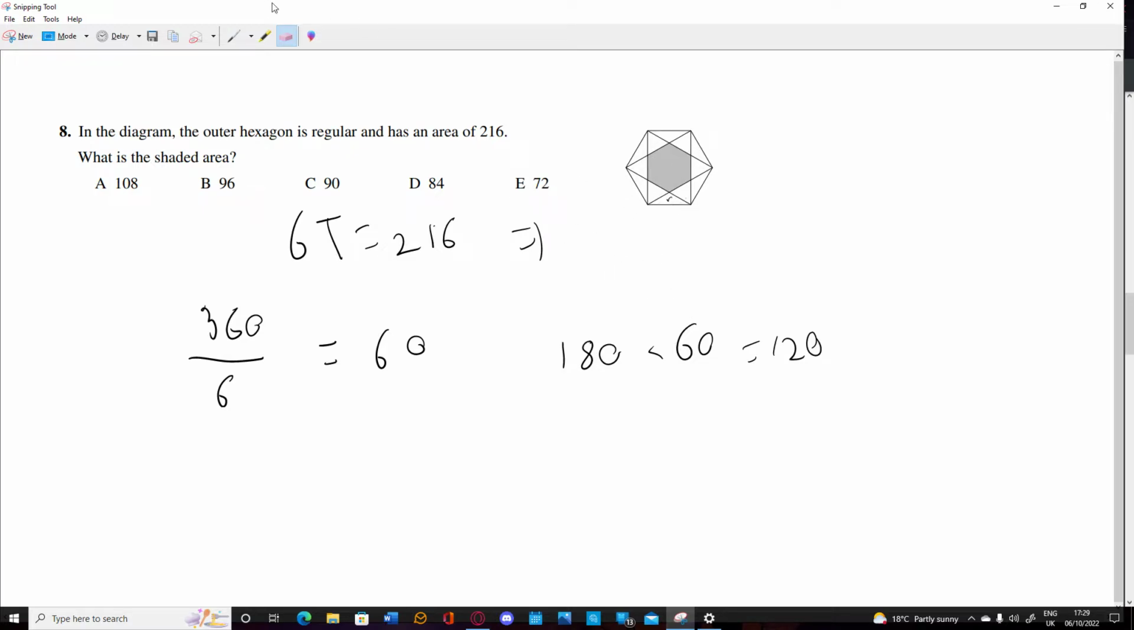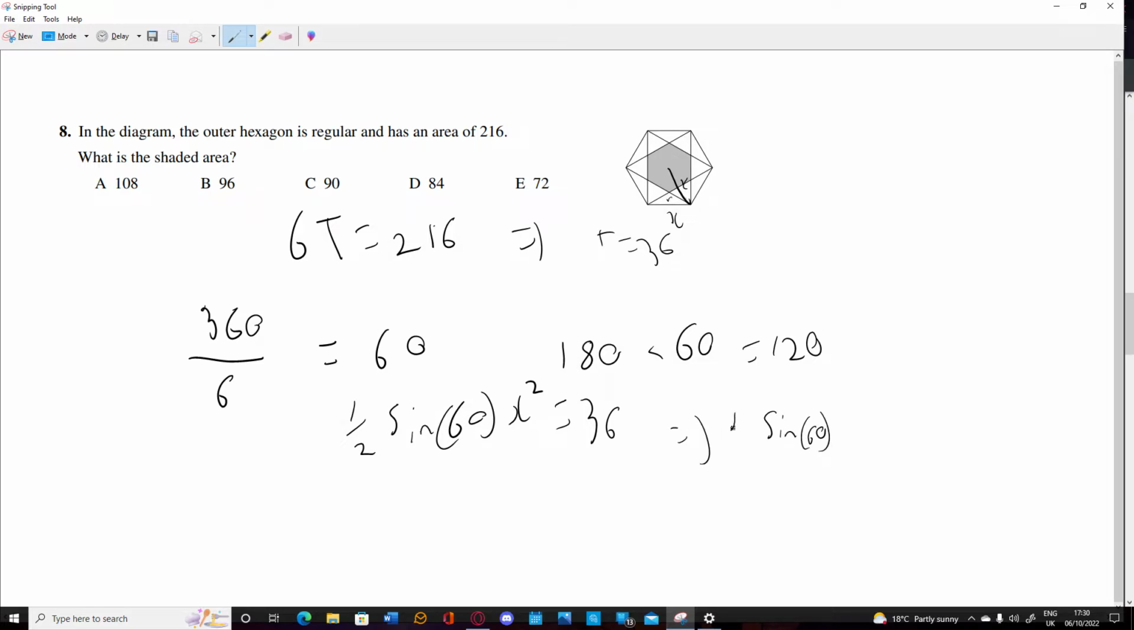So we know it's an equilateral triangle, so we can work out the side length by doing half AB sine C, being sine 60 in this case, AB just being the side length. So if we call this x, this is x as well. So half sine 60 x squared is equal to the area of one triangle, which is 36, which implies that sine 60 x squared is equal to 72.